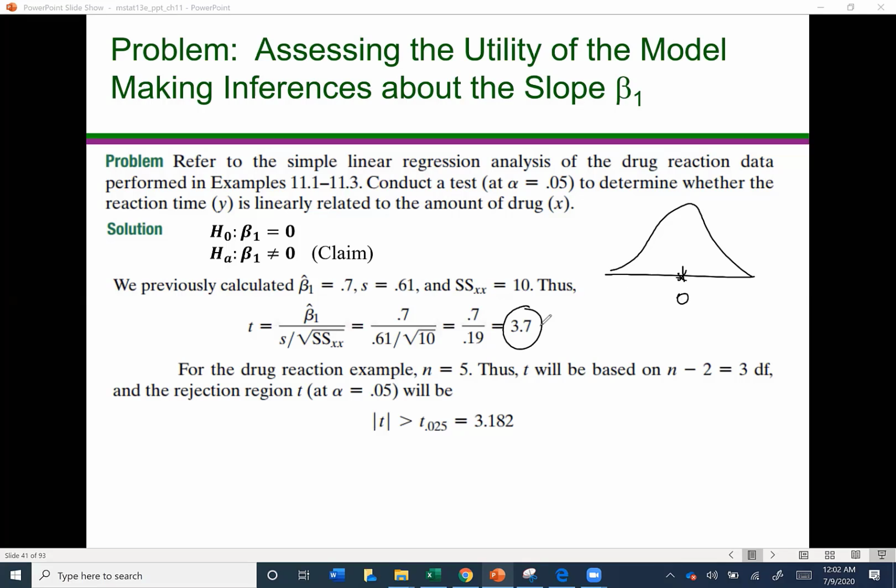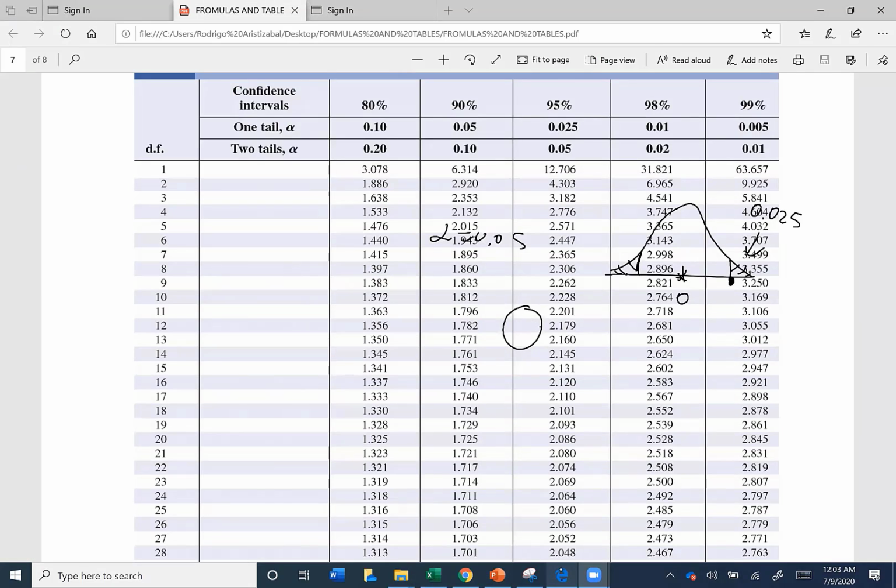But how can we compare this value with my expectation? The reference value, in this case, is for a two-tailed test. We need two critical values, and alpha 0.05 must be split. Then this area should be 0.025. Then we need to find my reference value in the table. For the t-student table, the degrees of freedom, like 5 minus 2, is always n minus 2. Then the degrees of freedom is 3.